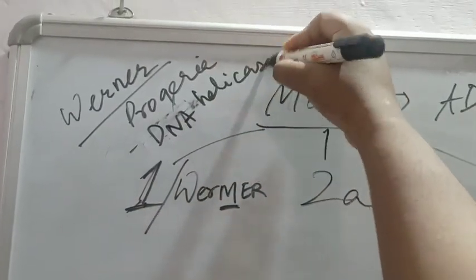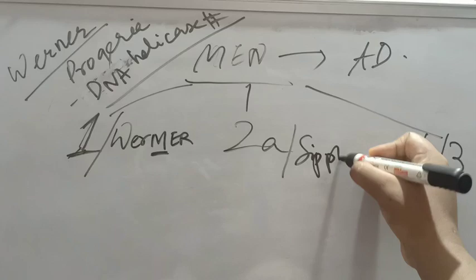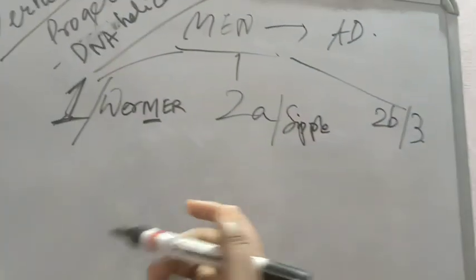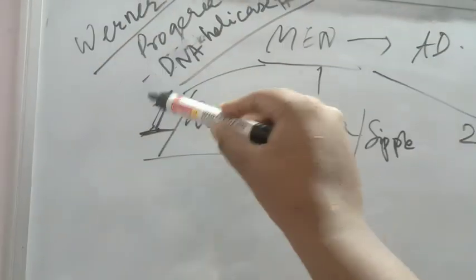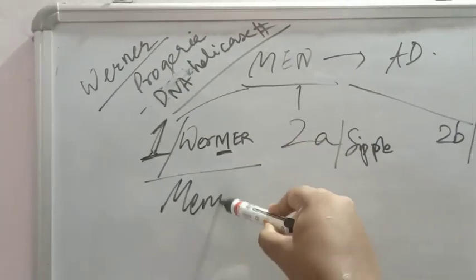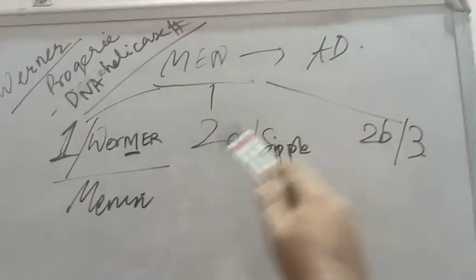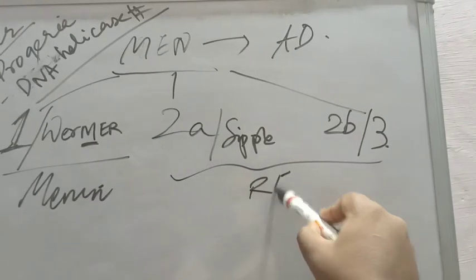DNA helicase. Okay, and 2A is also known as what? Sipple syndrome. And all are autosomal dominant. So what is the gene here? See, MEN1 is the OG, the original MEN syndrome. So its gene name is menin. 2A and 2B, they both are 2, so both of them are RET, R-E-T, RET.